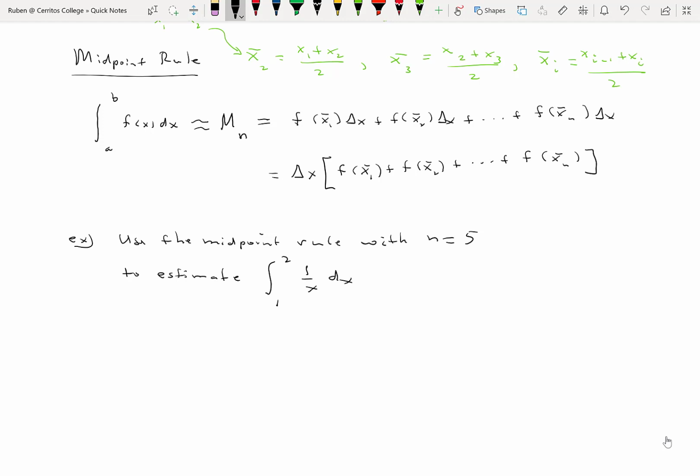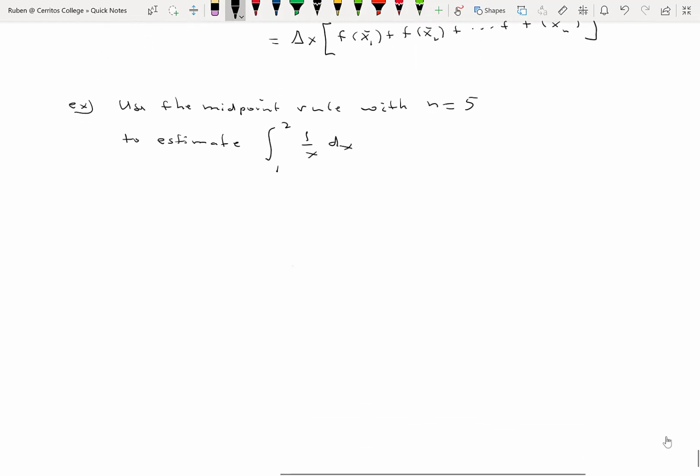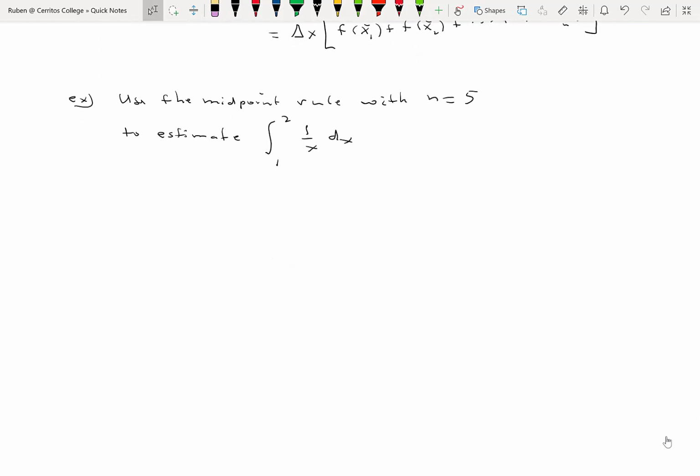Okay, so let's do that right now. I think it would be a good idea for you to look at the part of the x-axis over which we're integrating. We're integrating from 1 to 2. Delta x is the same as it was before, still 0.2. So we're looking at 1, then 1.2, 1.4, 1.6, 1.8, and 2.